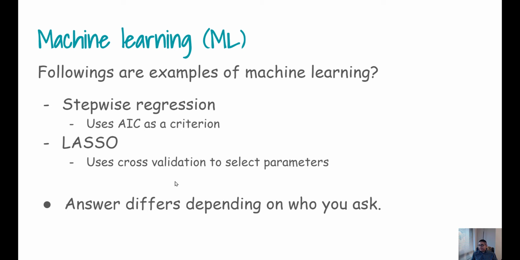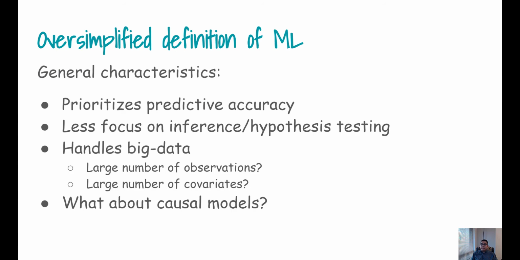So there are many schools of thought that combine in the machine learning literature, but to give a very brief, oversimplified definition of machine learning, in the paper, the way they have defined it, these are the general characteristics of machine learning: they prioritize predictive accuracy, and they are a bit less focused on inference and hypothesis testing compared to conventional statistics. And these machine learning methods are capable of handling big data.